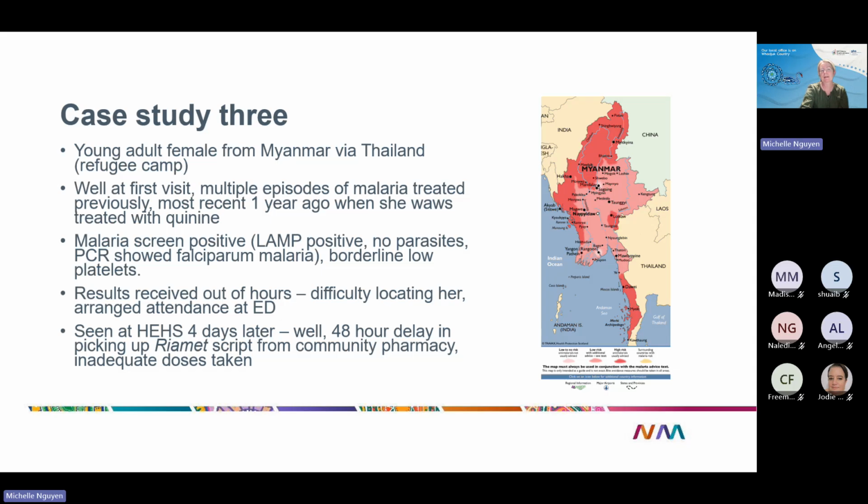When we saw her at our clinic 4 days later, she was still well. She reported that she'd been given a script for Riamet in the ED. There'd been a couple of days where she wasn't really sure what to do with the script. Eventually, a relative helped her to take it to a community pharmacy. The community pharmacies don't tend to stock Riamet and had to order it in, so it was another day or so delay. The day before we saw her, she had started taking it, but she'd taken a very low dose, I think 1 tablet twice a day, where usually it would be 4 tablets twice a day.